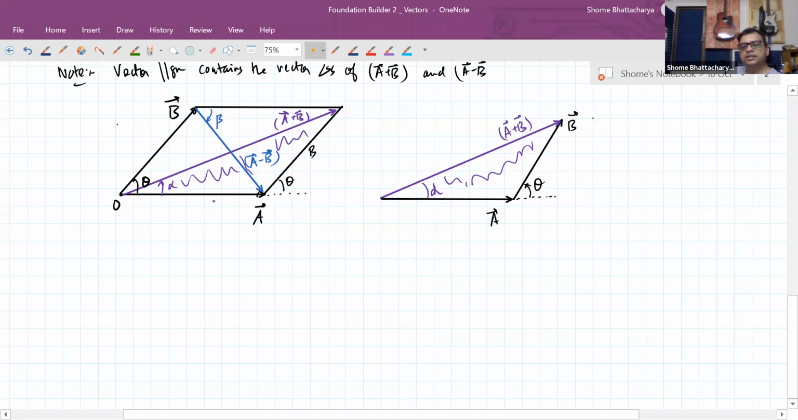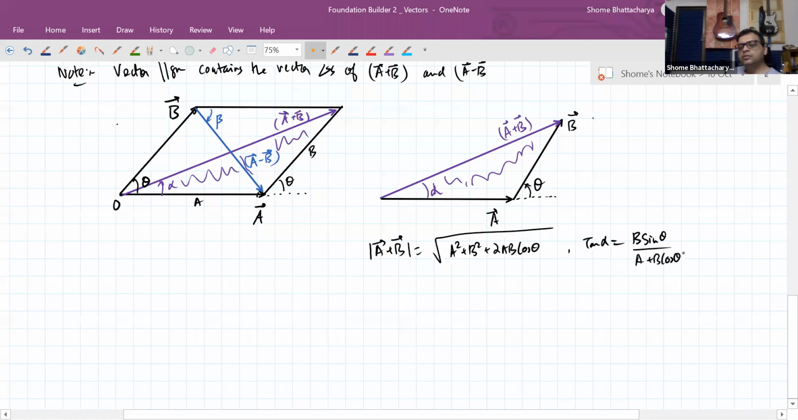This side is b in length, this side is a in length, and this angle is theta. So it's the same vector triangle which you can get by cutting the parallelogram using this diagonal. Okay. So obviously the same formula also holds. And tan alpha is b sin theta upon a plus b cos theta.